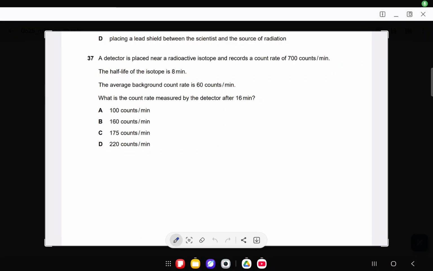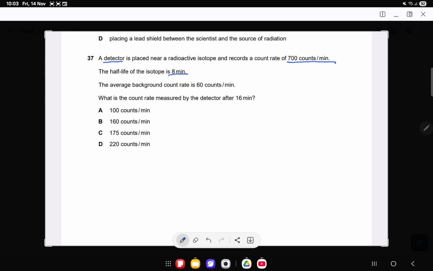In this question, it says a detector is placed near a radioactive isotope and records a count rate of 700 counts per minute. So let's take note of a detector. A detector is what is measuring the count rate. And anytime you hear that the detector is measuring something, note that in most cases it involves the background radiation or background count rate, unless the question tells you to ignore it. So in this case, it says it has a half-life of 8 minutes.